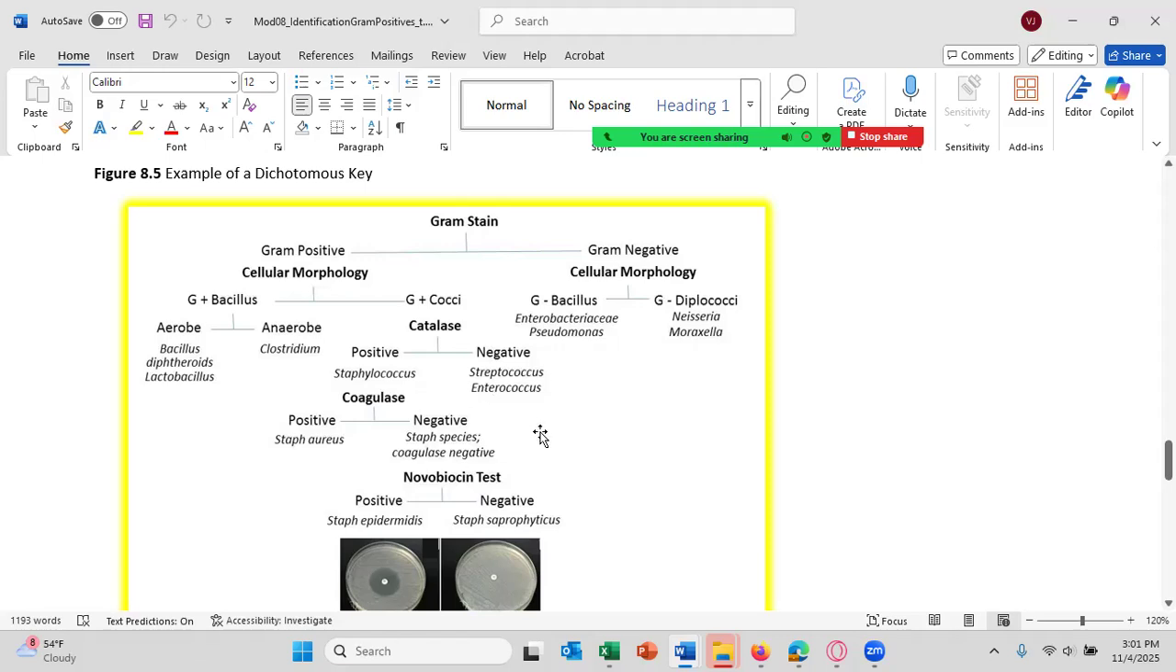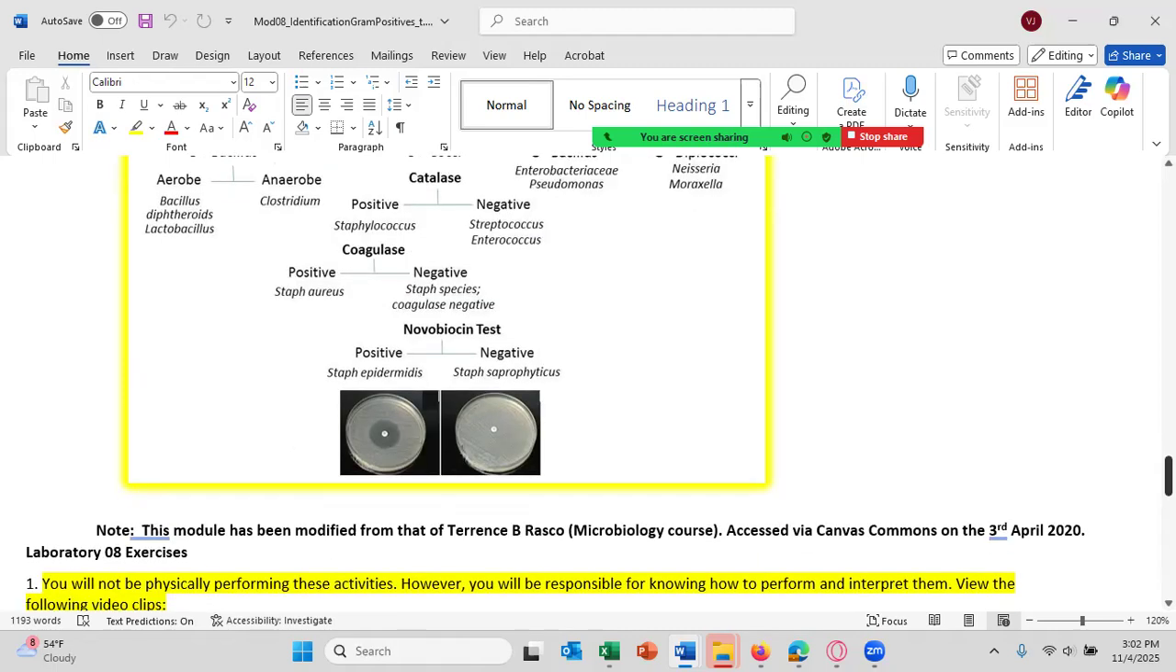We're going to throw these out and then follow the catalase positive, gram-positive cocci, and we can do the coagulase test. If it's coagulase positive, its species is Staphylococcus aureus. If it's coagulase negative, then it's some other member of the Staphylococcus family other than Staphylococcus aureus. And then you can do the novobiocin test to separate out among those species. Any question about the dichotomous key example?